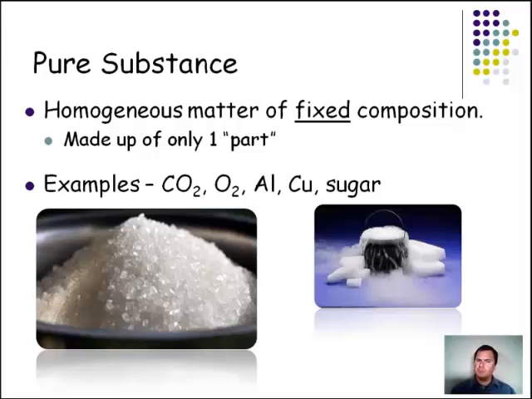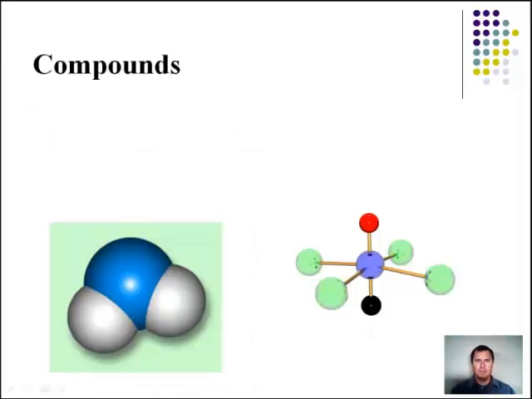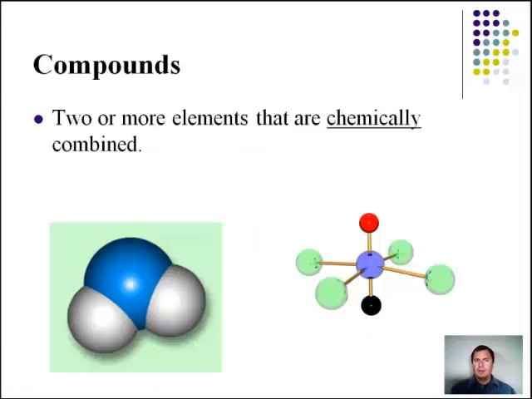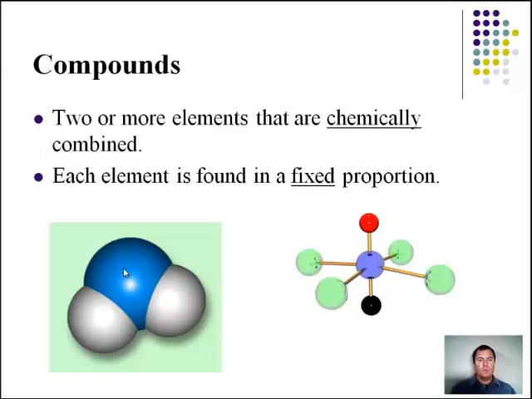But we can see from our examples there are two types of pure substances. The first one is a compound. A compound is made up of two or more elements that are chemically combined. That's the important part. Down here we have water, H2O. So we've got two H's combined to O. We have two elements. Here we have another compound. It's made up of four different elements that are chemically combined. So compounds are made up of more than one element. And what we see is they're always found in a fixed proportion. Water is always H2O.